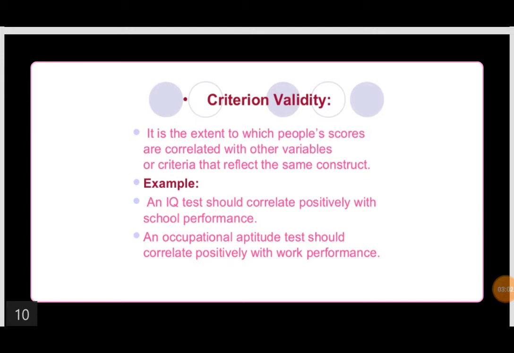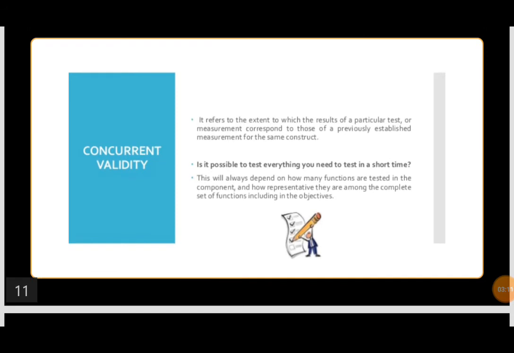Example. An IQ test should correlate positively with school performance. An occupational aptitude test should correlate positively with work performance. Concurrent validity. It refers to the extent to which the results of a particular test or measurement correspond to those of a previously established measurement for the same construct.